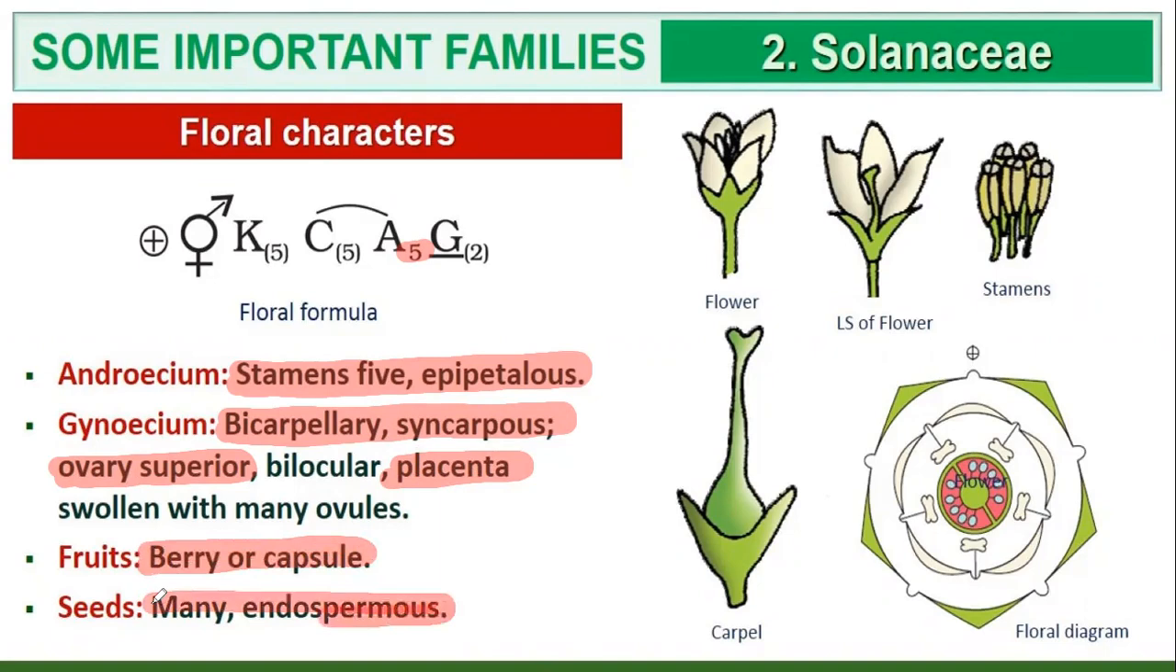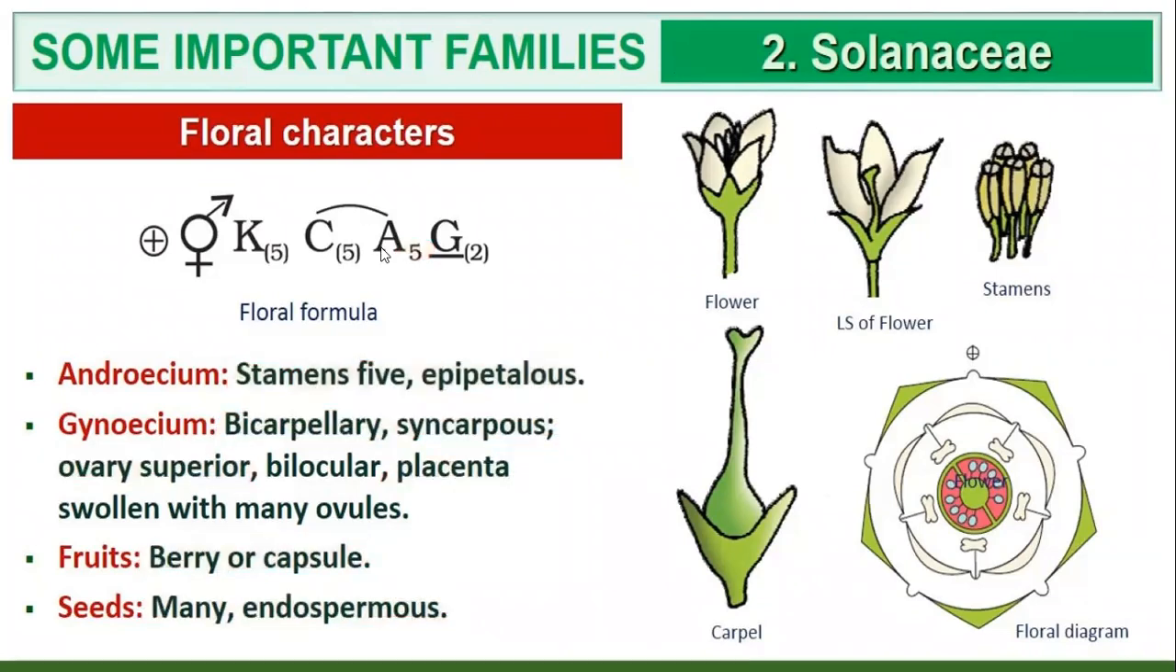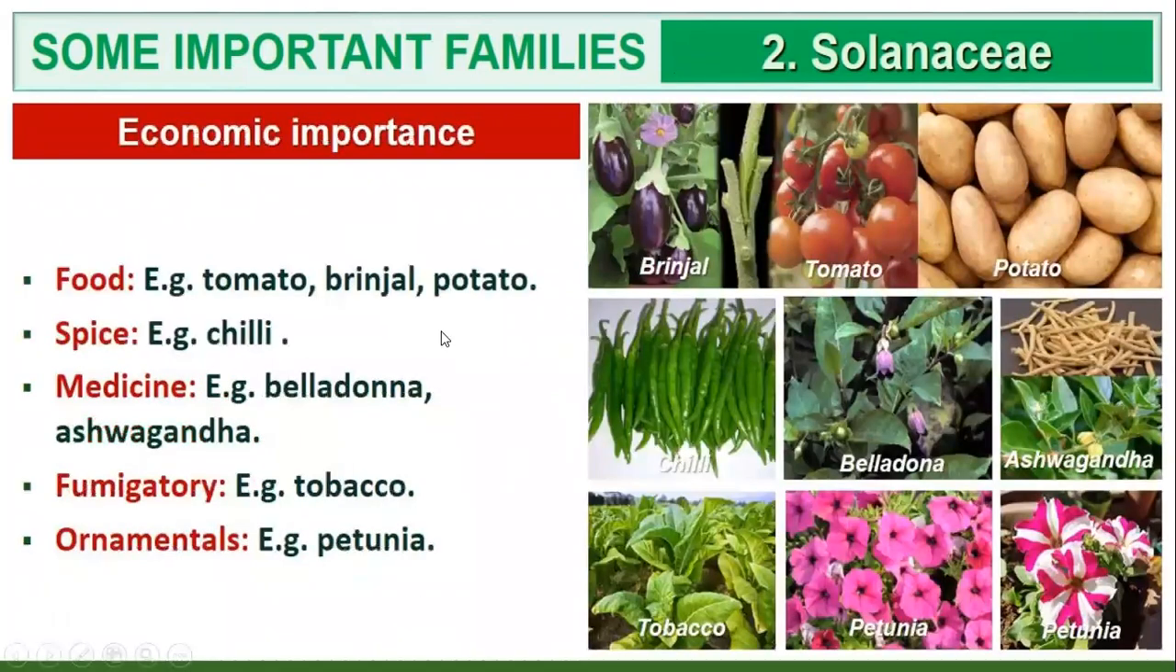Seeds: many endospermous seeds are present in the case of the Solanaceae family. We have the next important part, economic importance. When I say economic importance, let's take the example of brinjal, tomato and potato. They all act as food. Spice, we have chili present. Chili is going to act as a spice.